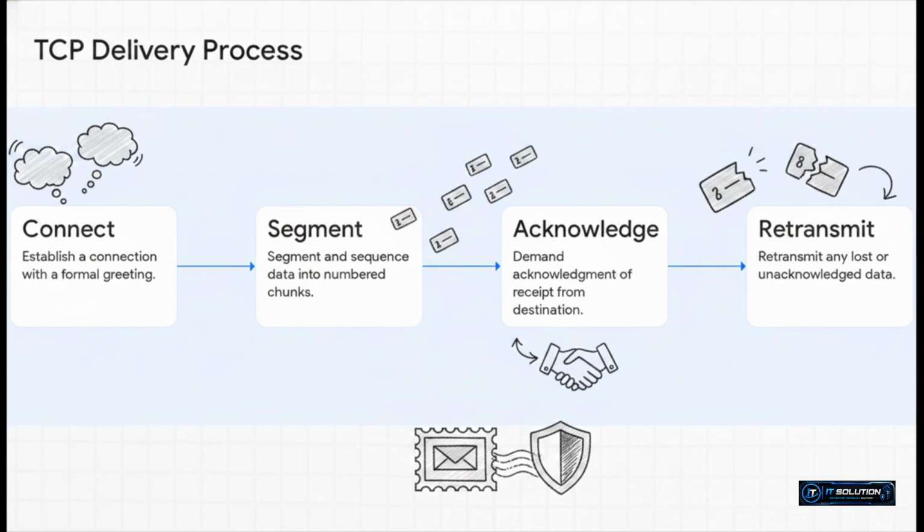TCP is absolutely the meticulous registered mail of the internet. It completely guarantees delivery. But because it has to wait for all those acknowledgements, it carries quite a bit of overhead, using a 20-byte header just to track all this information.